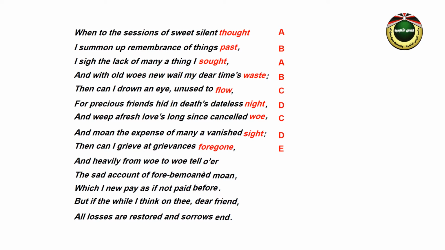The ninth line ends with "foregone." It does not rhyme with the previous words, so it is given the letter E. The tenth line ends with "or," which does not rhyme with the former words, so it is given the letter F. The 11th line ends with "moan," which rhymes with "foregone," so it is given the E. The 12th line ends with "before," which rhymes with "or," so it is given the F. The last two lines end with "friend" and "end." They have the same rhyme, so they are given the letter G.